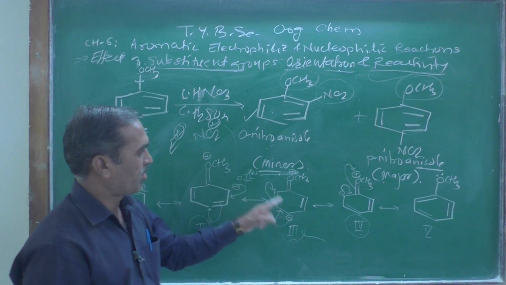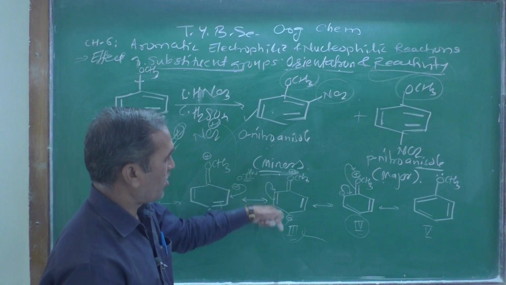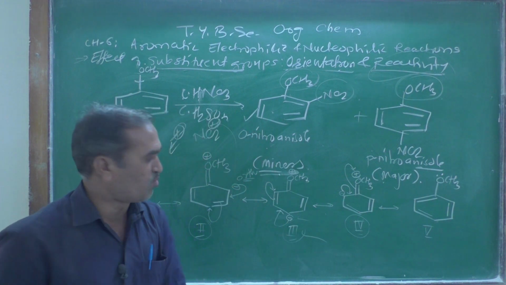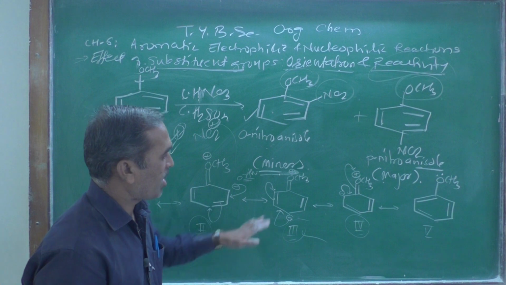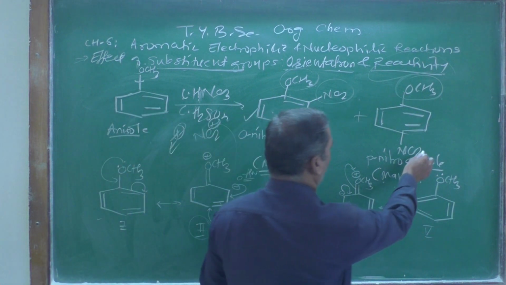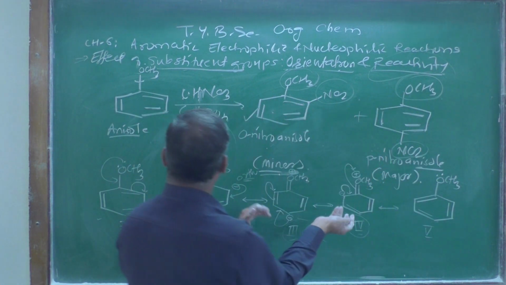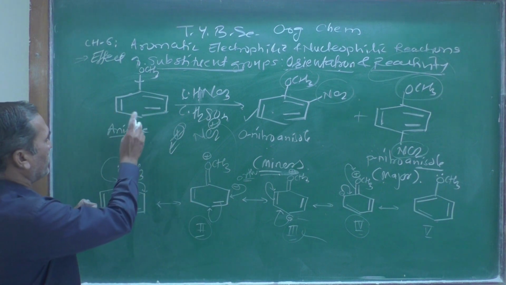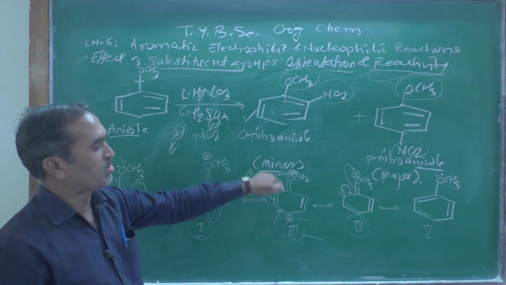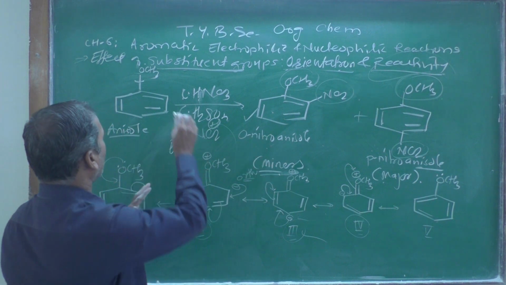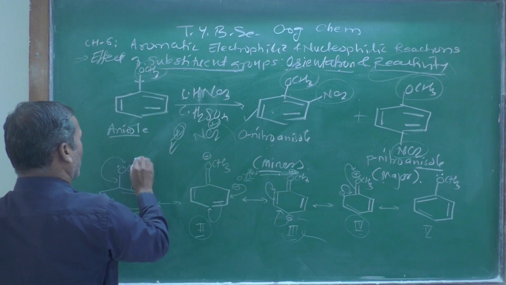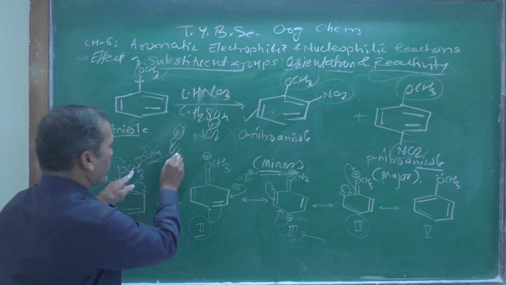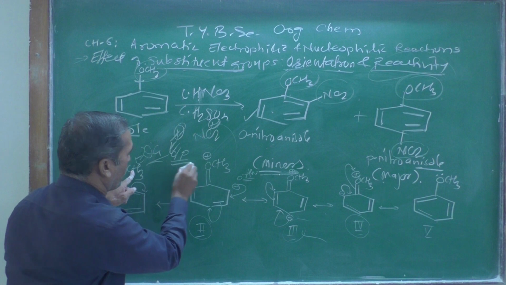What do you observe here? At structure number 3, at the para position, there is a negative charge. When the negative charge is there, the electrophile attacks preferentially at the para position. Therefore, if electron donating groups are present on the benzene ring, they are ortho and para directors.